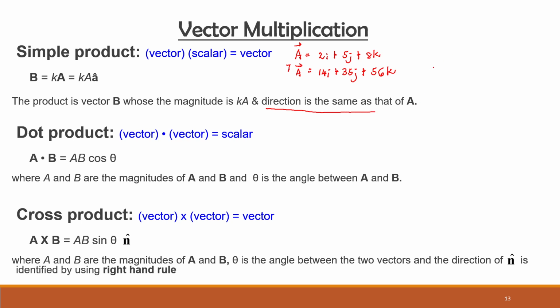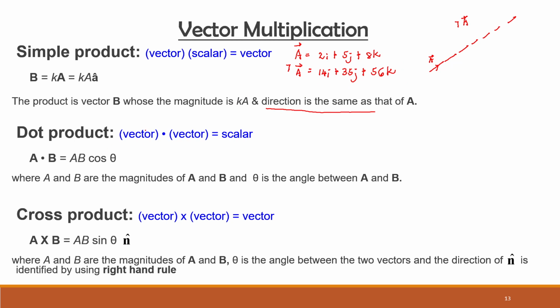For 7A, the magnitude is 7 times and the direction is still the same. Let's say vector A is in this direction. So 7A means 2 times, 3 times, 4, 5, 6, 7 times, still in the same direction. That's why if we multiply by a scalar, only the magnitude is multiplied by the scalar. The direction is still the same.